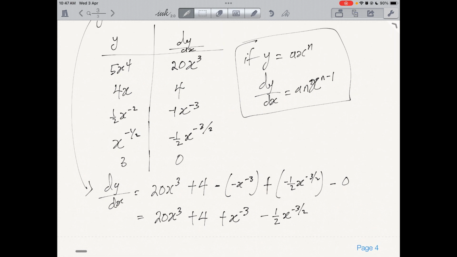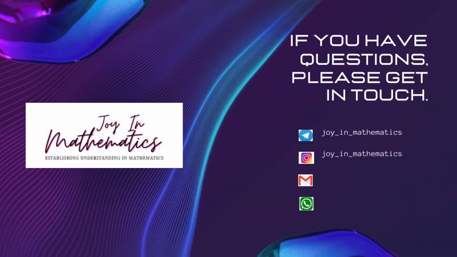In our next video, we'll be talking about how to differentiate the function y is equal to sine ax.